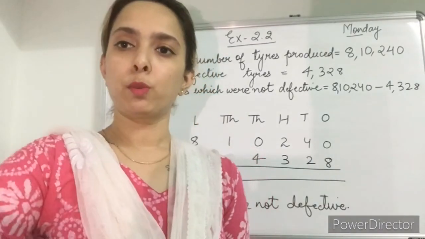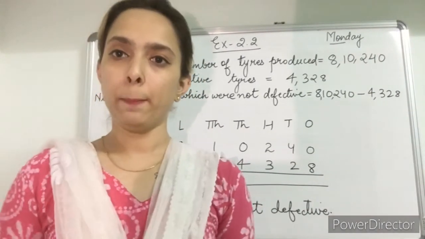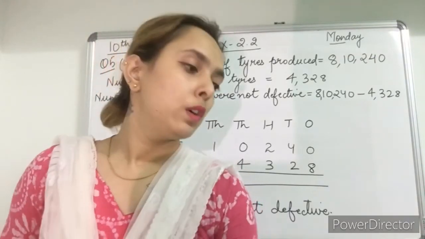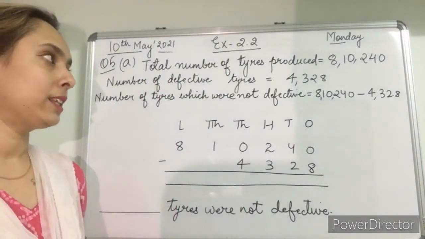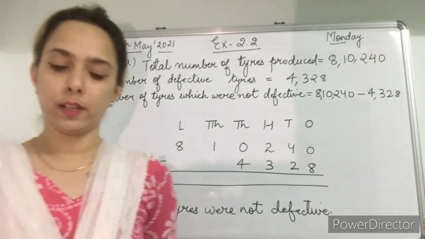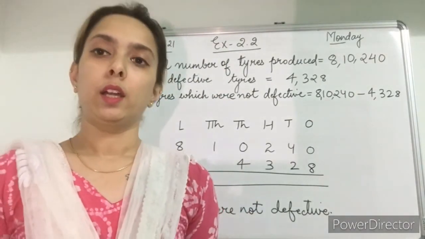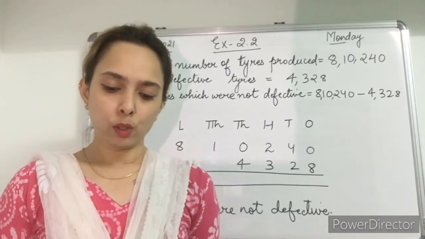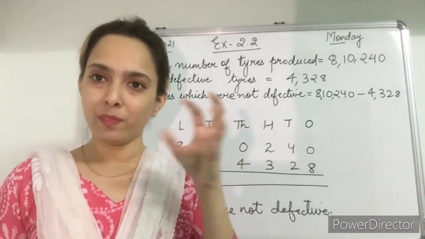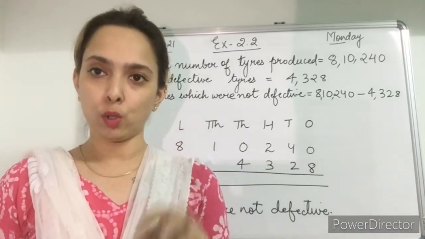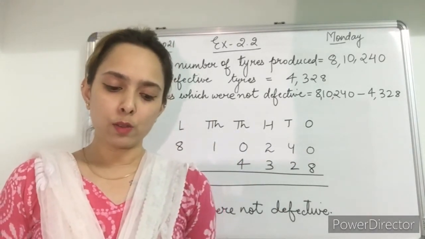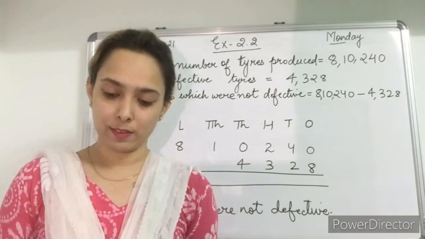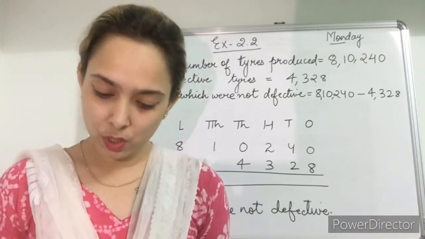Let's start with the word problems. First question, A part. The question is, a factory produced 8,10,240 tires in the month of May. The total production in the month of May is given. Out of these, means from this total production of May, out of these 4,328 tires were found defective in the quality check.